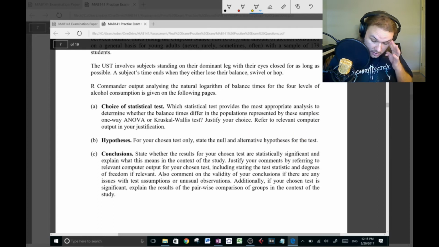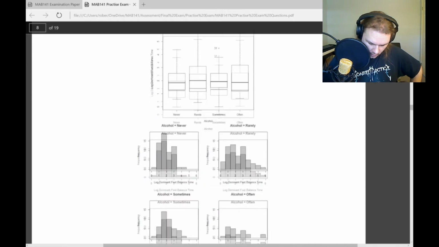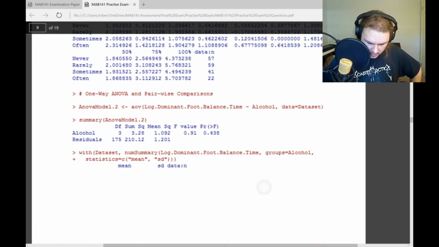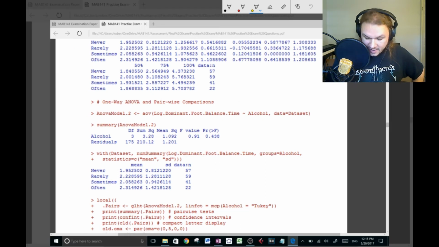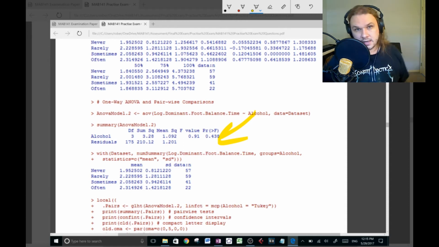Okay, so let's go to the actual output itself. Let's zoom down and see the one-way ANOVA. We have, as I suspected, quite a high p-value. So that's saying that there's no evidence against the possibility that all 4 groups are the same. In other words, that alcohol level doesn't make any difference on balance time. We've got no evidence here to show that.